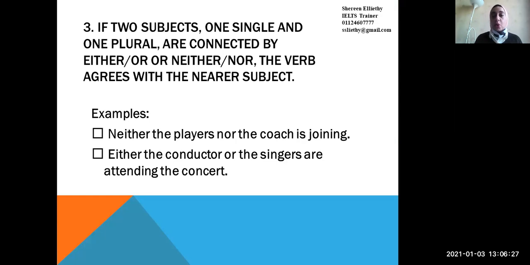Neither the players nor the coach is joining. Okay, let's look at the second example. Either the conductor or the singers are attending the concert. So if you have two subjects, one singular and the other plural, but they are connected with either or, neither nor, the verb will agree with the nearer subject. Very good.